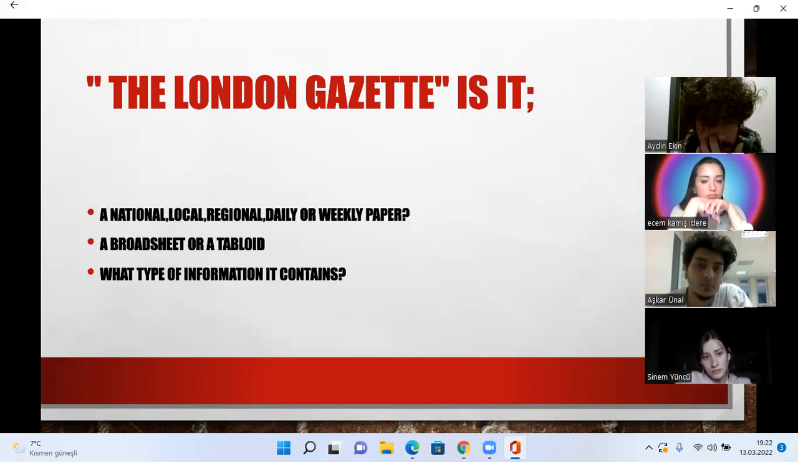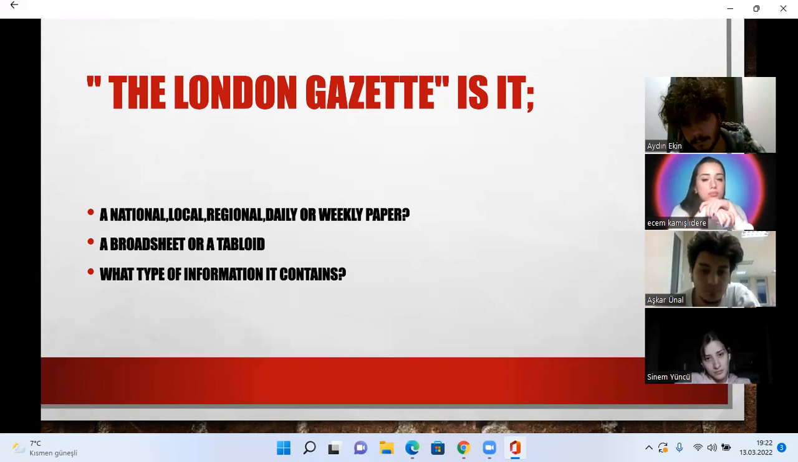And what do you think about the type of it? Is it a large broadsheet or a small tabloid? Broadsheet, maybe. Yeah. And finally, what type of information do you think it contains? Local information. Yeah, of course, as the name suggests, the local information about the suburbs of London.